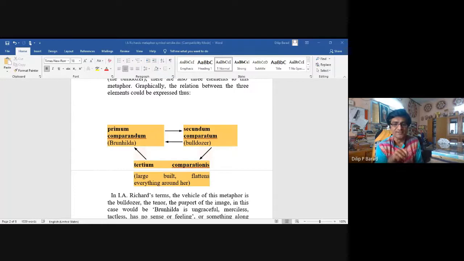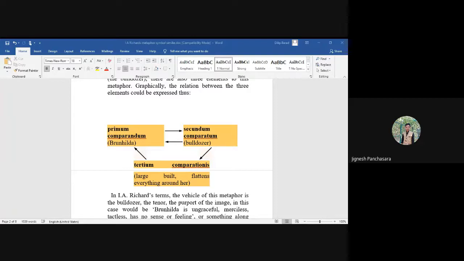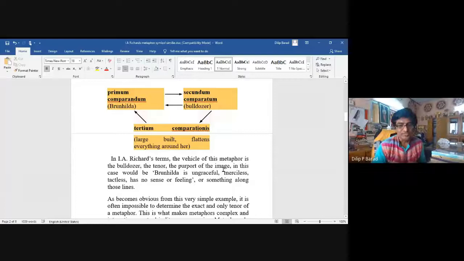Yes, Jignesh, yes. I think we can say that a bulldozer means a woman is coming to change the mentality of man. Here is a similarity. Okay, change the mentality. So a bulldozer changes the mentality?